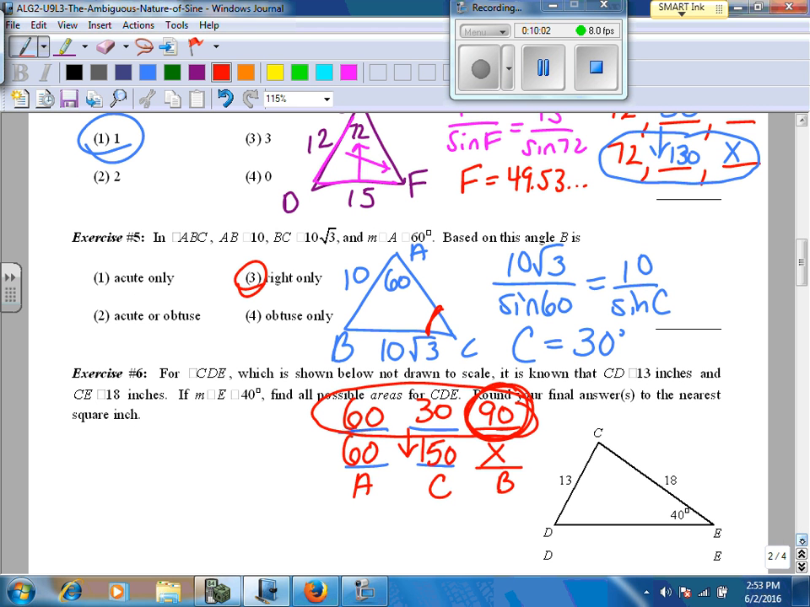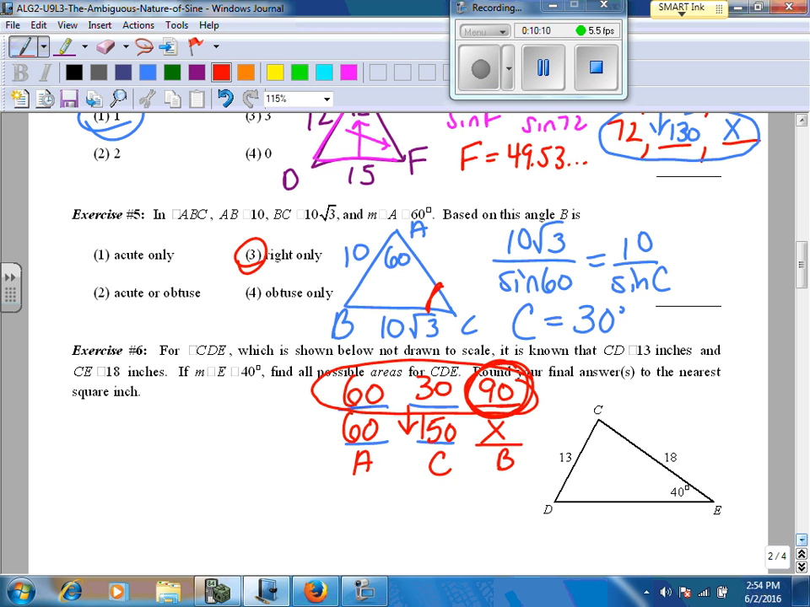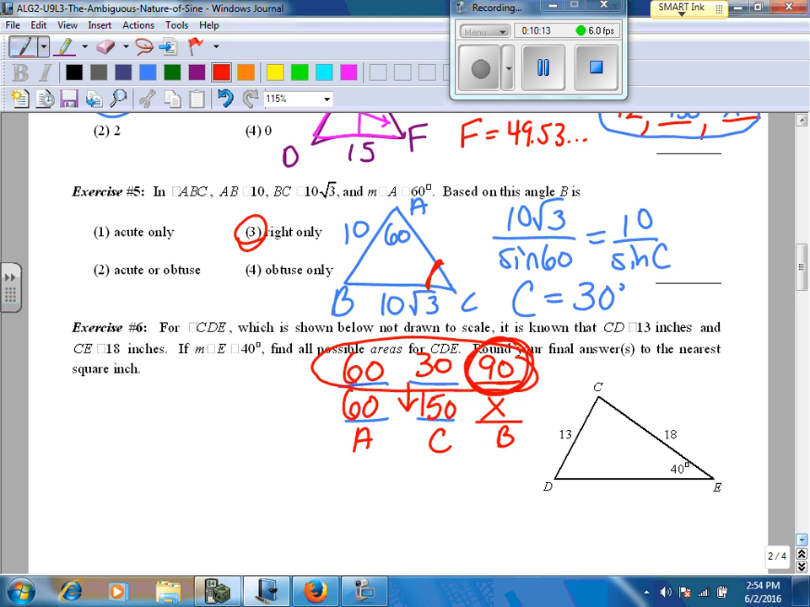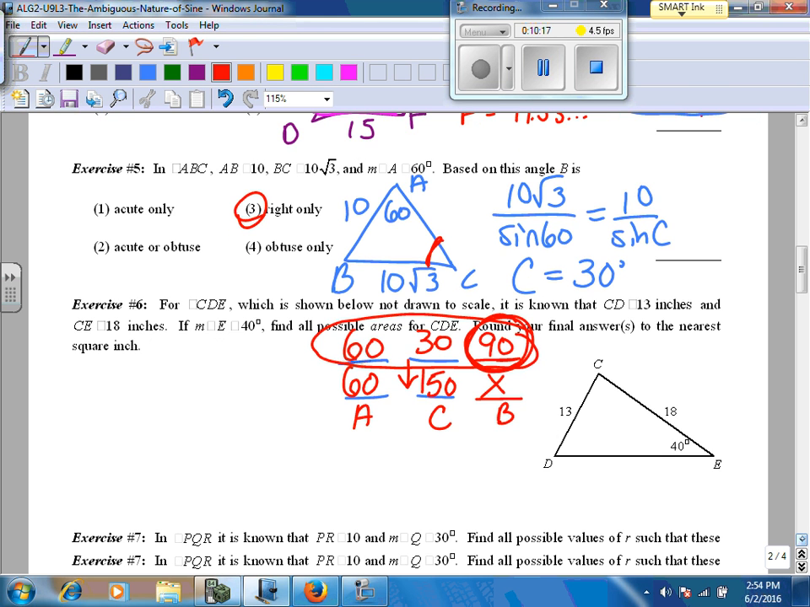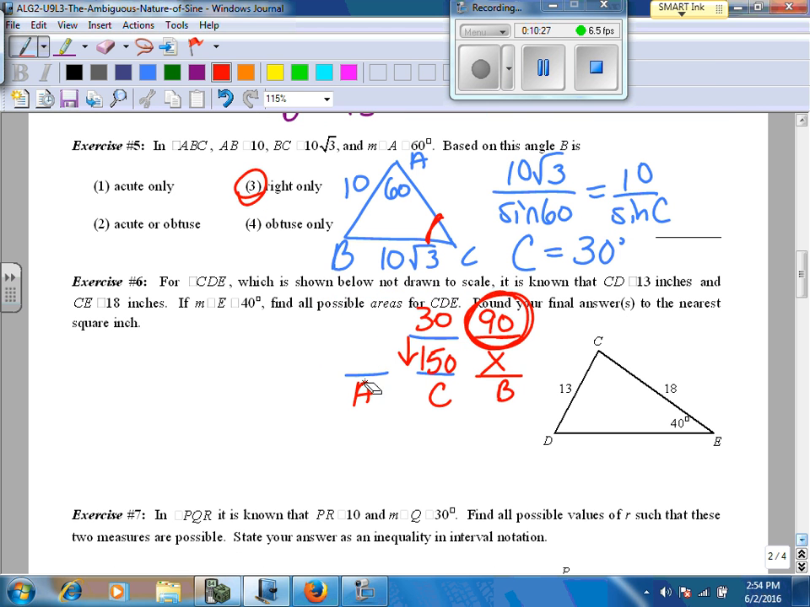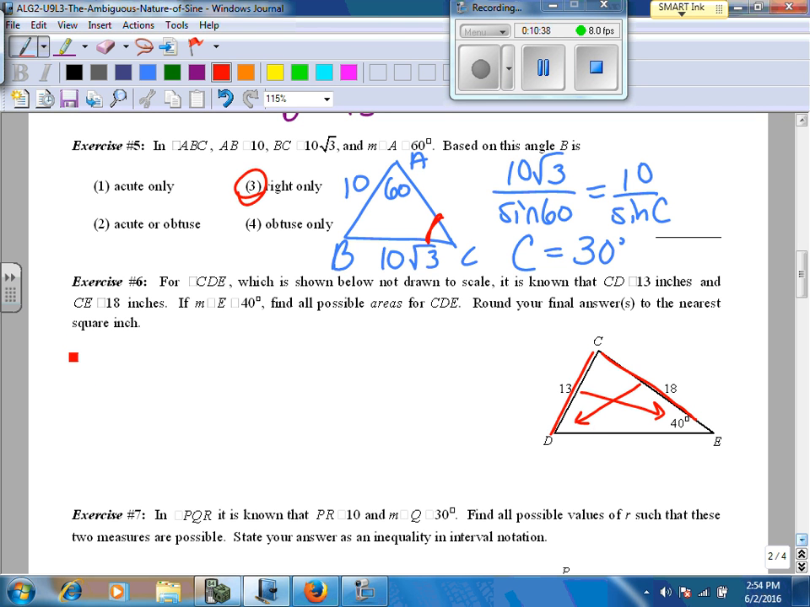Go down to number 6, excuse me. So we've got this triangle given, and we want to find all possible areas for the triangle. So this has the extra extension of doing the area of the triangle as well. So let's erase this stuff here, get it out of my way. Computer's really hurting right now. Erase. So we've got this side and this angle. We've got this side so we can find that angle. So 13 over sine 40 equals 18 over sine D. When I cross multiply and solve, I end up getting angle D is approximately 62.82 degrees, so about 63 degrees.